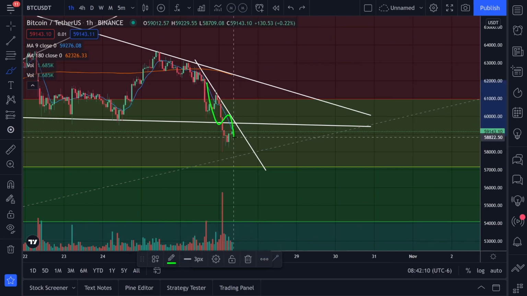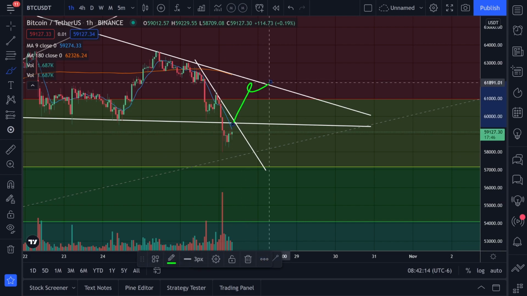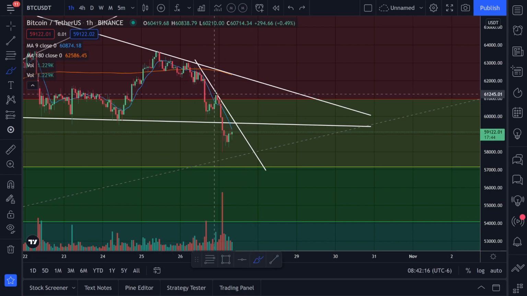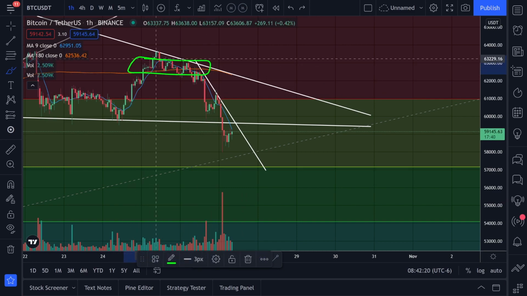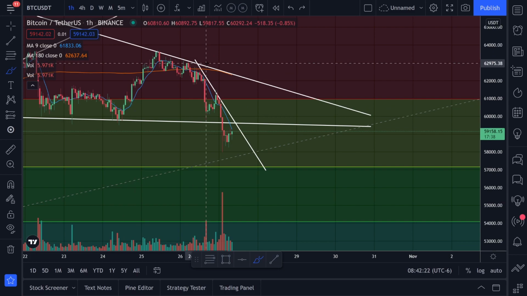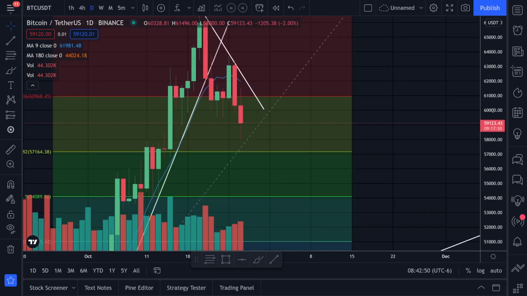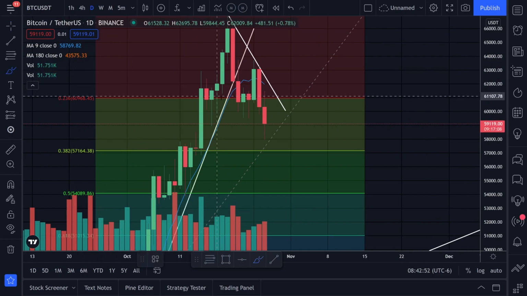We got this downtrend going like this. We might be able to break up and come back up to these levels. The next one I would look at is maybe around 61,245, and then we have this resistance zone up here at around 62,998.